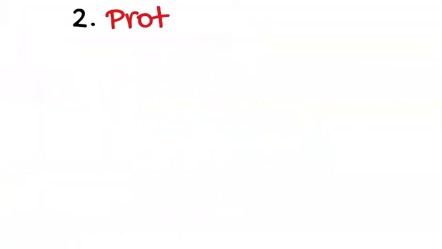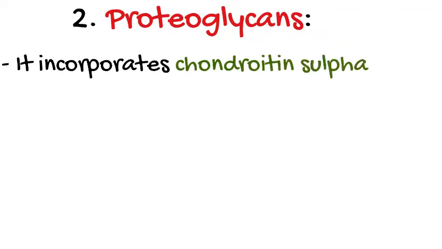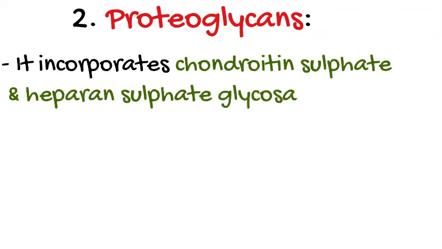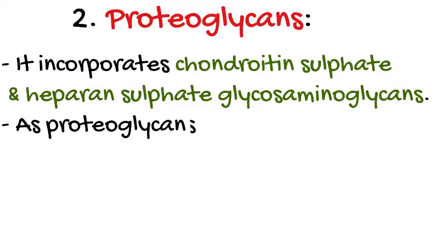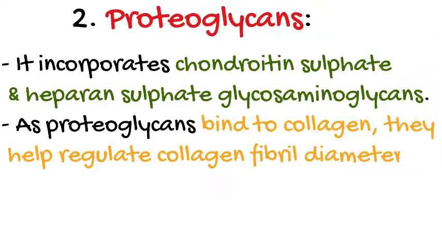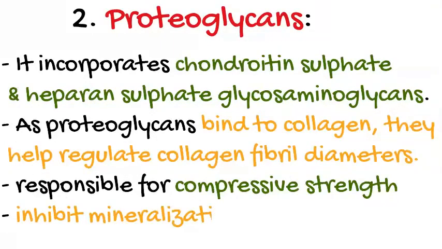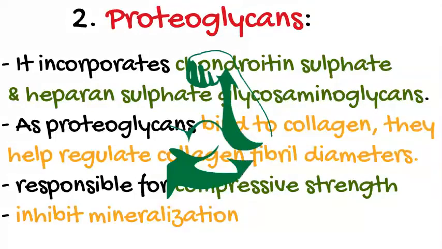For organic components, number 2 is the proteoglycans. It incorporates chondroitin sulfate and heparan sulfate glycosaminoglycans. As proteoglycans bind to collagen, they help to regulate collagen fibril diameters. Proteoglycans are responsible for compressive strength. It inhibits mineralization. For organic components, number 3, it is the matrix protein.